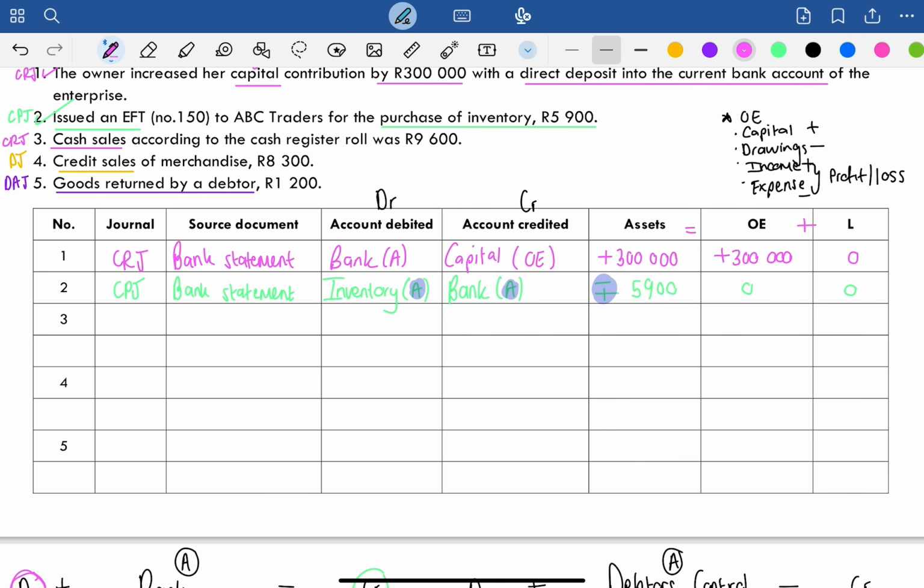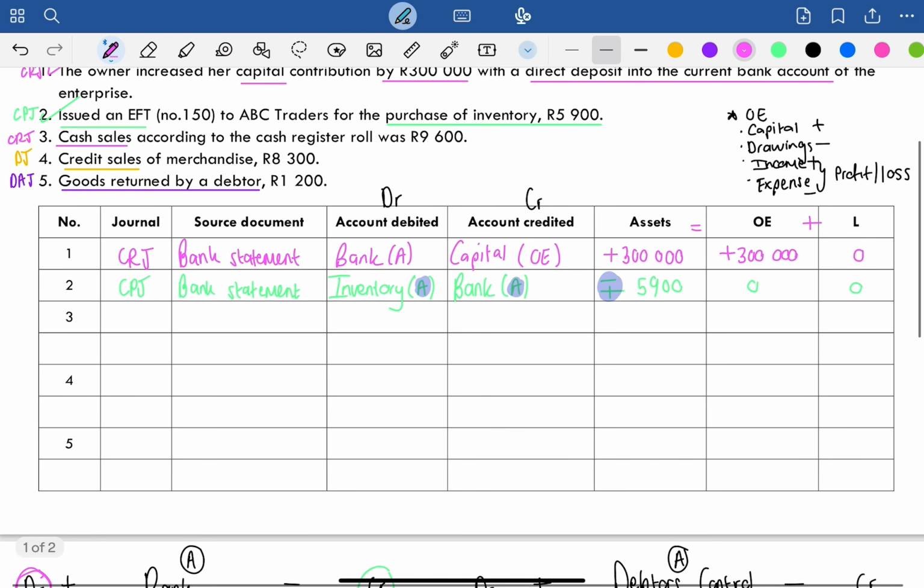Then the sales transaction. Cash sales according to the cash register roll was 9,600. There's basically two lines for number 3. It's because we've got a part A and a part B. You'll see part A is always using the selling price. Part B is using the cost. However, for this whole transaction, the source document is called cash register roll.